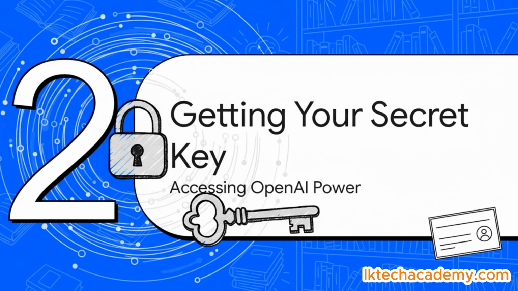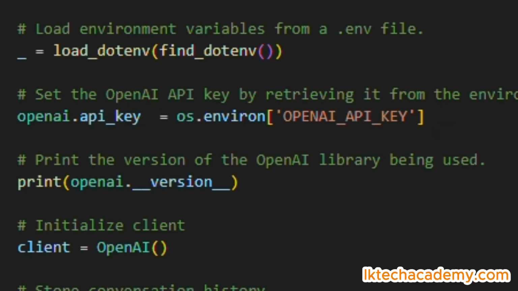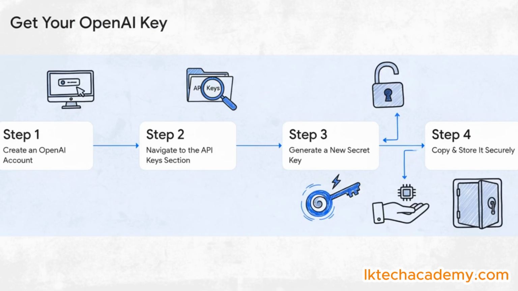Okay, but before we write a single line of code, we need the key that unlocks the AI's power, and that's your OpenAI API key. Just think of it like a secret, all-access library card that gets you into one of the most powerful language models on the entire planet. And getting one is super straightforward. All you got to do is create an account on the OpenAI website, find the API keys section, and then hit Generate a new secret key. Now listen up, this is important. Copy that key and put it somewhere safe and private. Trust me, you're going to need it in just a second.